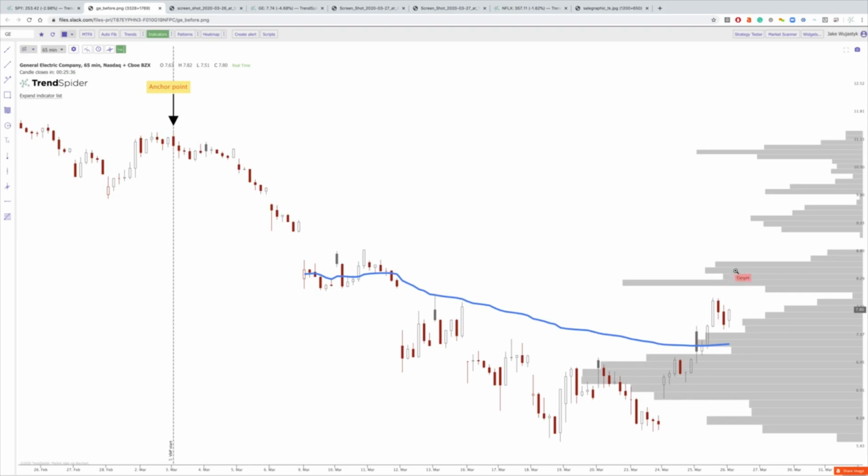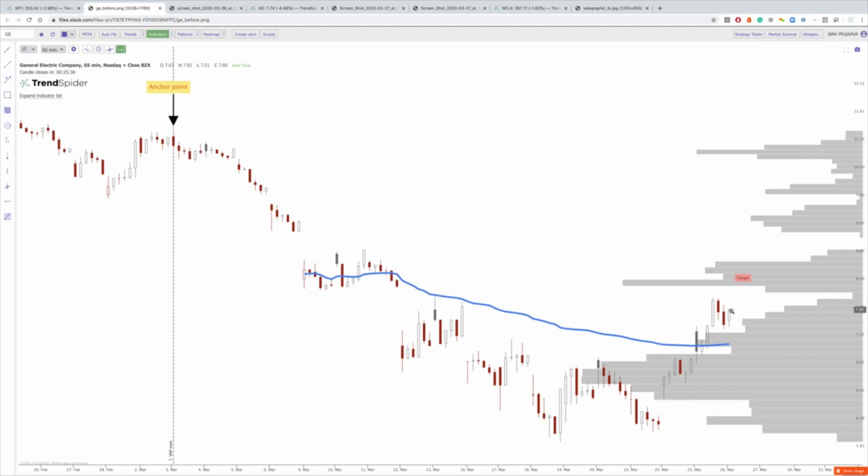So what I did here, I entered 2,500 shares of GE right around 777 was my first buy. And then I actually added as strength came in.